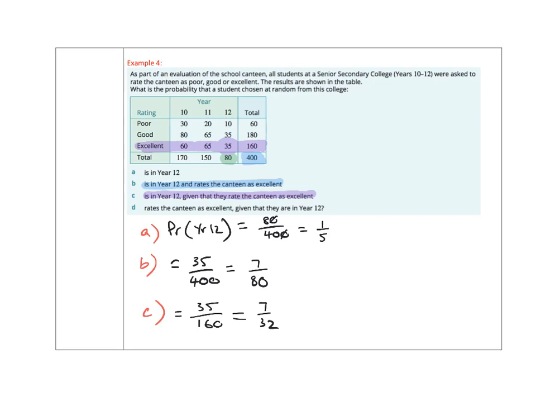The last one says that they rate the canteen as excellent given that they are in year 12. So now one way to think of that is if we're saying given that they're in year 12, we're only talking about these 80 students, how many of those students rate the canteen as excellent? And we can see that there are only 35 of those students. So for part D, we say that there are 35 out of 80. So again, the given that they are in year 12 means that we're only looking at that red column. Now 35 out of 80 also simplifies to 7 over 16.